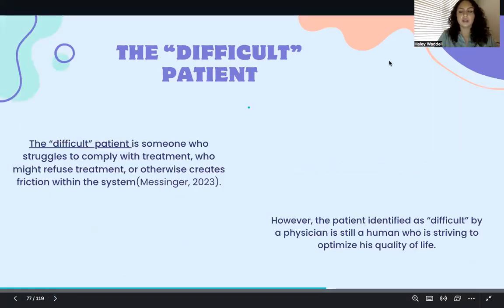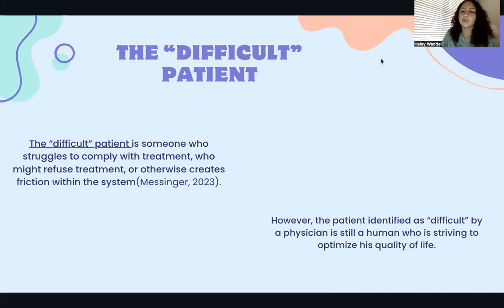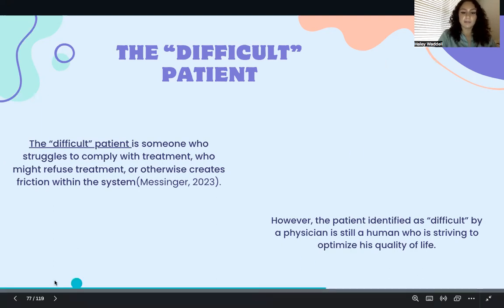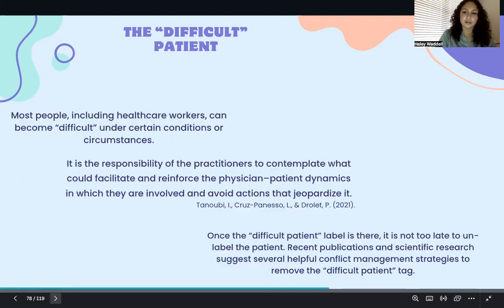So now we're going to come back to what we talked about a little bit earlier, the difficult patient. The difficult patient is someone who struggles to comply with treatment, who might refuse treatment, or otherwise creates friction within the system. We all know them, we all have them. However, the patient identified as difficult by a physician or somebody else in the care team is still human, and still a patient who is striving to optimize their quality of life. They all have the common goal of wanting to get better, and that's your job.